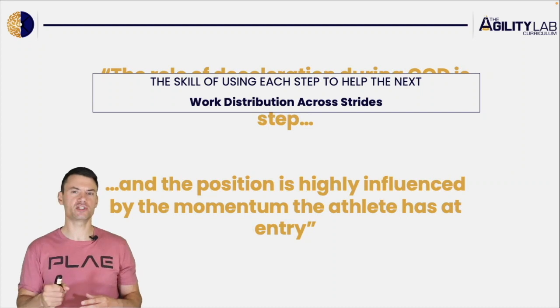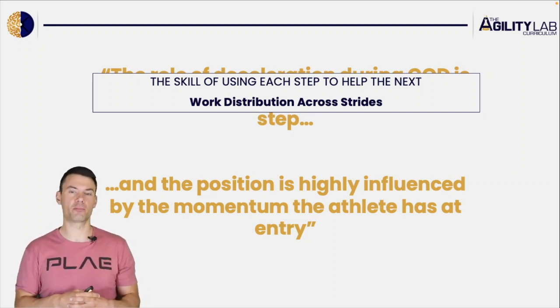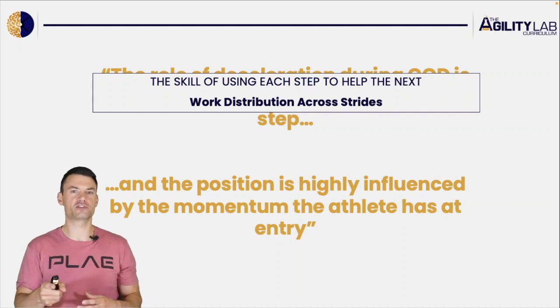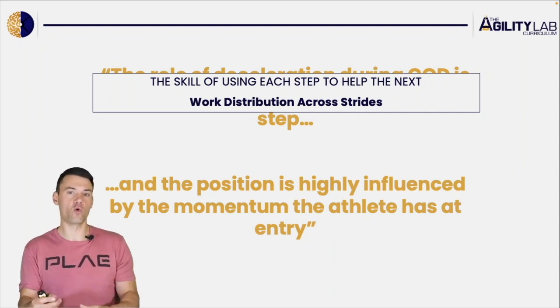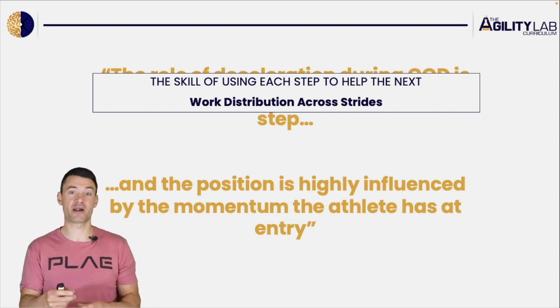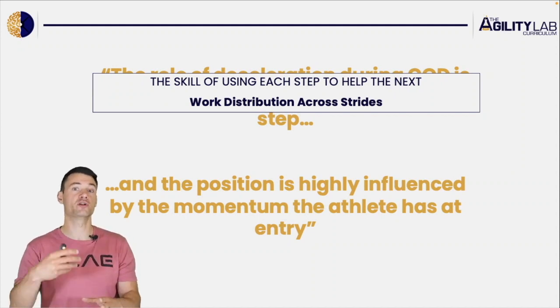And that is appreciating that I want all of the steps to help that final position. So what I actually need to try and develop is an athlete's ability to distribute work across different strides. Does the penultimate step do lots and lots of braking so that the plant step can be really stiff and fast? Or do they end up using a strategy where the penultimate step doesn't do much and it's the plant step that tries to do too much?